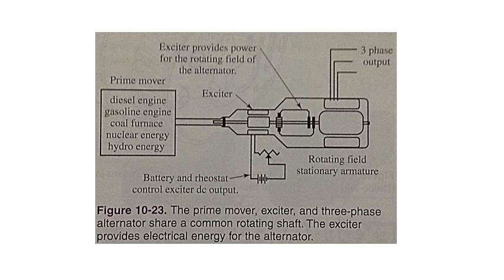Commercial power generators convert many different items, such as moving water, coal, oil, wind, and nuclear energy, into electricity. The force mechanism that is used to turn the generator is called the prime mover, figure 10-23.